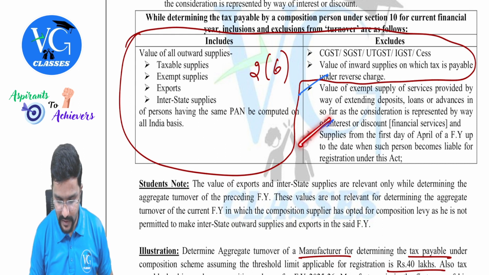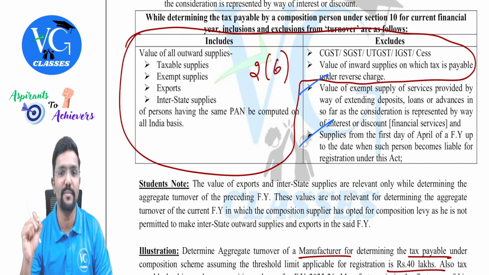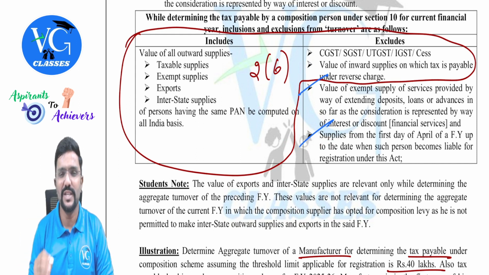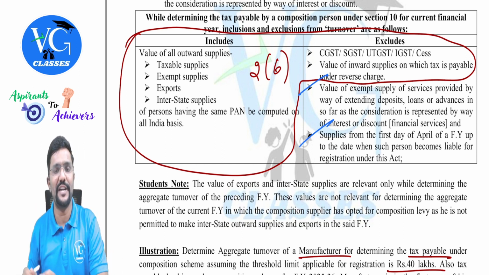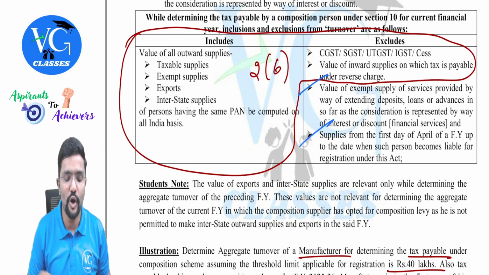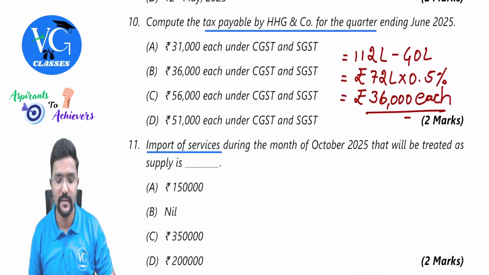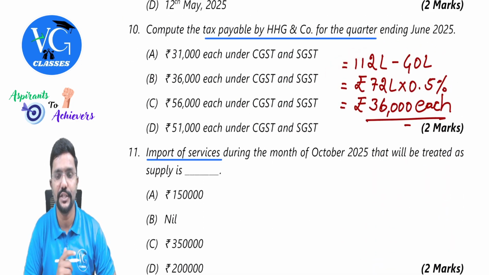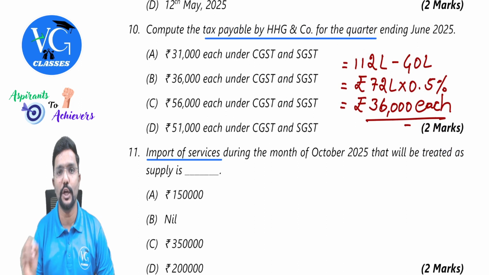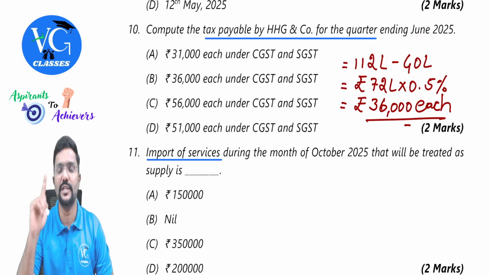Next, this one. This is what is relevant now. Supplies from the first day of April of the financial year up to the date when such person becomes liable for registration under this Act. So this is nothing but the threshold limit for registration, that is either 10 lakh, 20 lakh or 40 lakh. But in our given case, it is 40 lakh. They have only given that in the question. So how much should we reduce now? 40 lakh. 40 lakh, guys. So you can see here, I have done the calculation. 112 lakh is the total turnover including exempt supply minus the threshold limit for registration, which is 40 lakh.